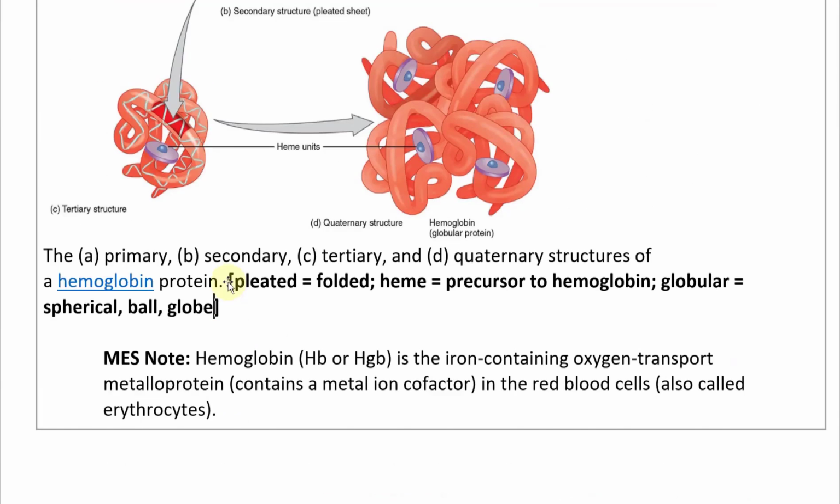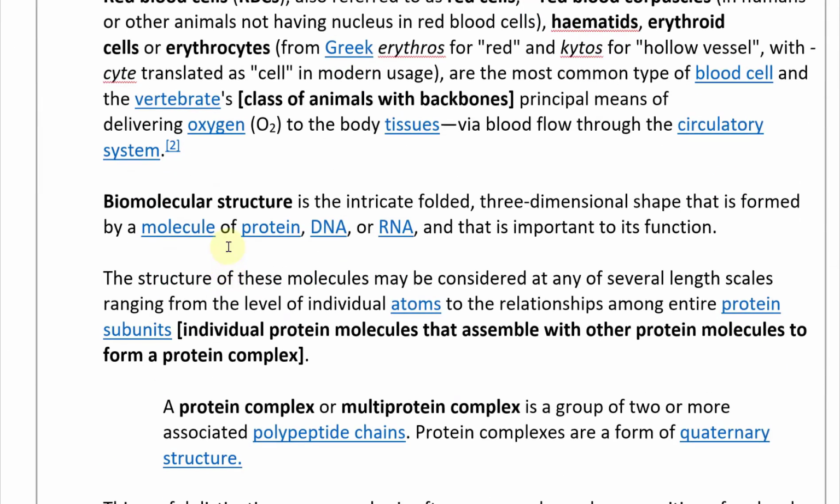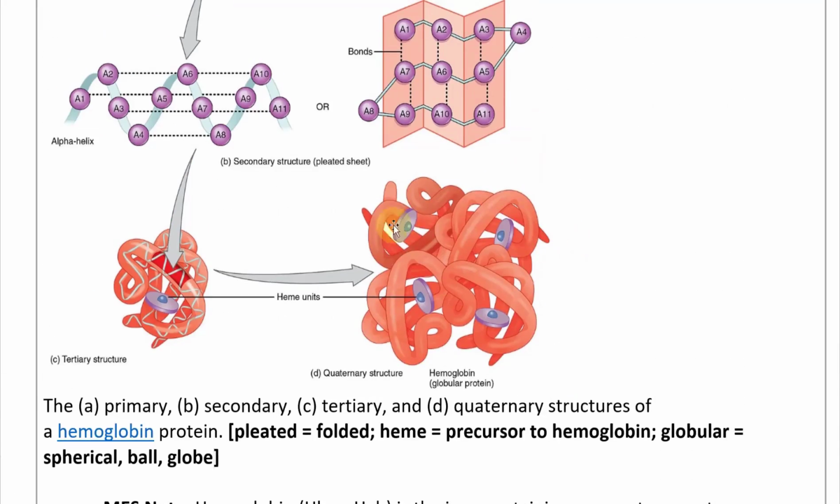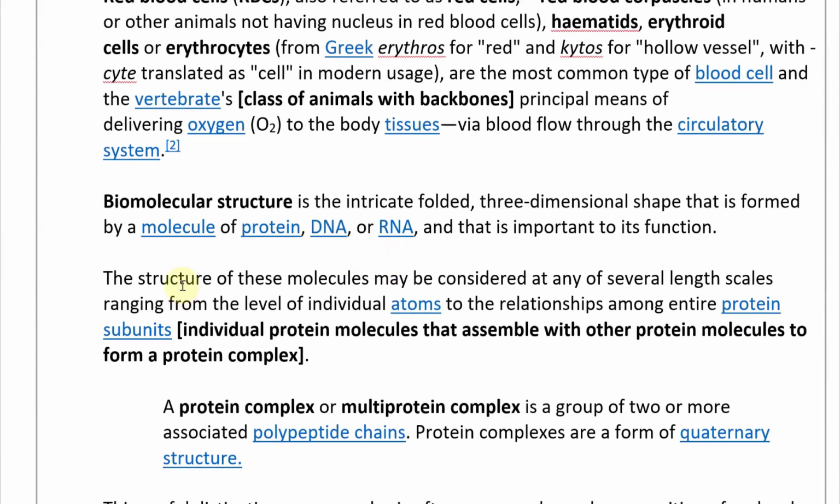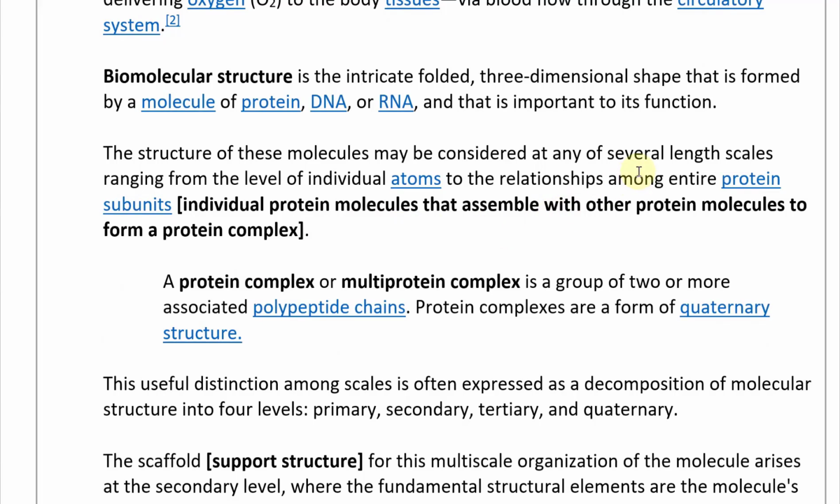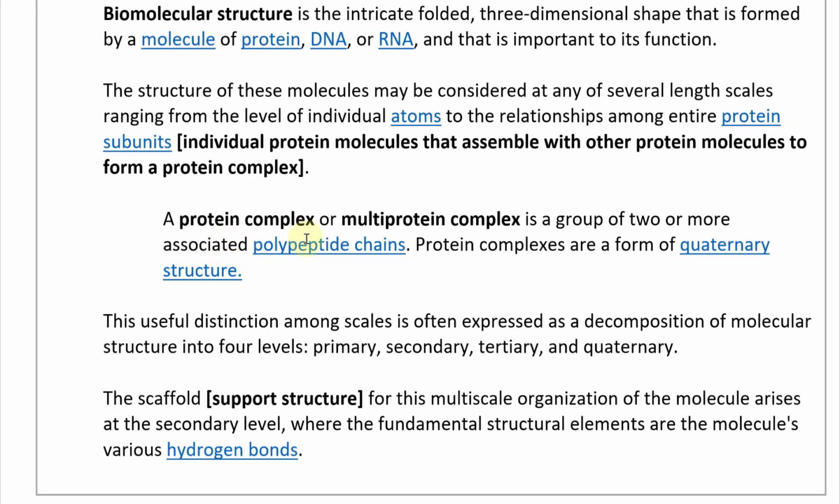So these structures right here, just to go more in depth on them. The biomolecular structure is an intricate, folded, three-dimensional shape that is formed by a molecule of protein, DNA, or RNA, and that is important to its functions. Different shapes, different functions. Going further, the structure of these molecules may be considered at any of several different scales, ranging from the level of individual atoms to the relationships among entire protein subunits, which are just individual protein molecules that assemble with other protein molecules to form a protein complex. So the subunits of a bigger protein complex, or aggregate.